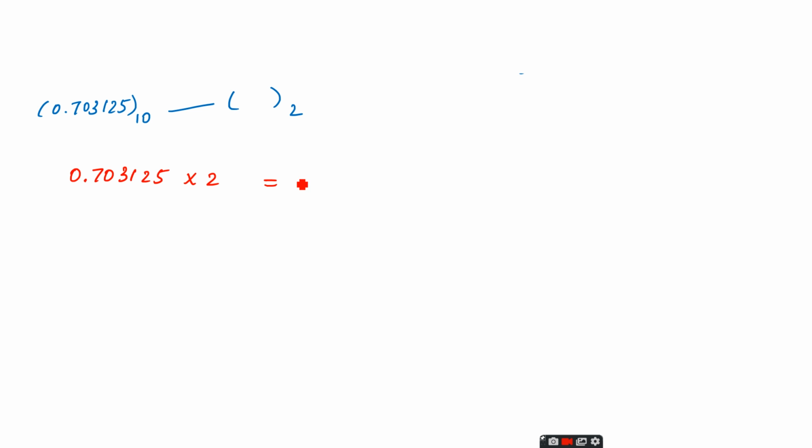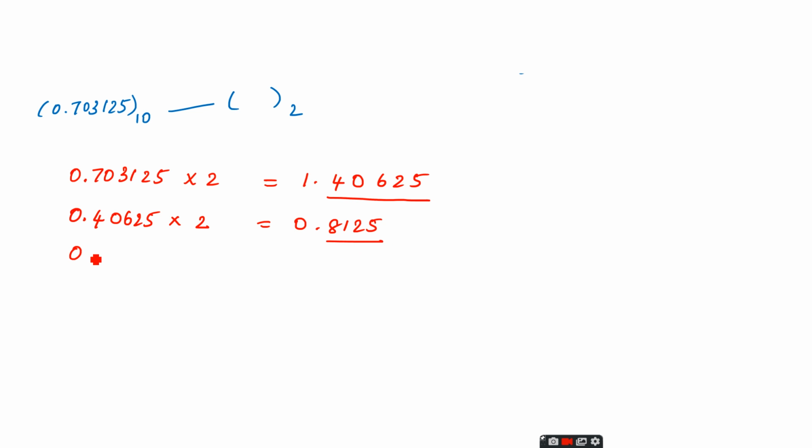Then we will get the answer as 1.40625. Now see here, we will take this point part, that is 0.40625. Again, we have to multiply the point part, 0.40625, by 2. Then we will get the answer as 0.8125.